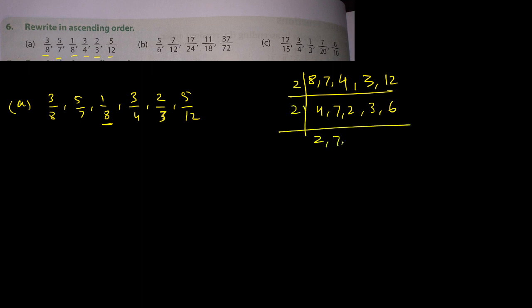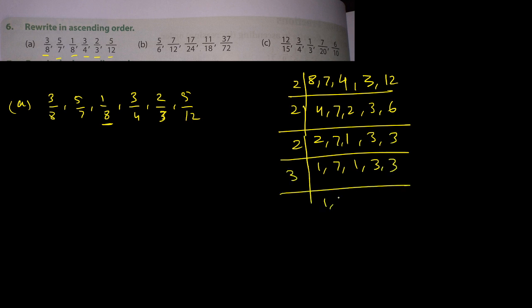2 2s are 4, 7 as it is, 2 1s are 2, 3 as it is, 2 3s are 6. Again 2 1s are 2, 7 as it is, 1, 3, 3. Now we will reduce by 3. 1, 7 as it is, 1, 1, 1. Now reduce by 7. 1, 1, 1, 1 and 1. So what is the LCM?